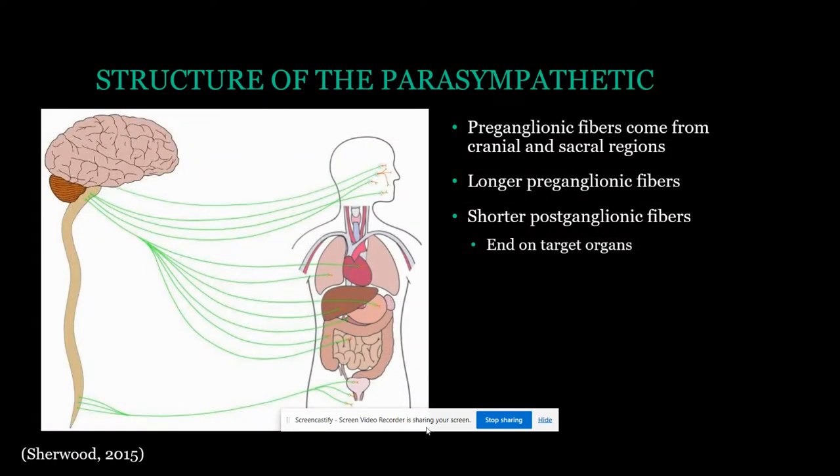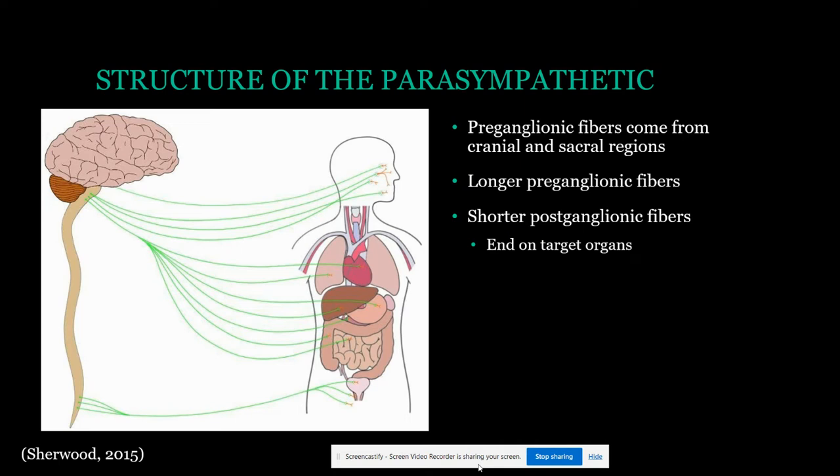So let's look at the structure of the parasympathetic nervous system in detail. The parasympathetic preganglionic fibers begin from the cranial and sacral, which means the lower spine, areas of our central nervous system. The fibers of the parasympathetic nervous system are longer because they will not end until they reach the terminal ganglia near the effector organ. Due to our longer preganglionic fibers, the parasympathetic nervous system has short postganglionic fibers that end on the target organ themselves.